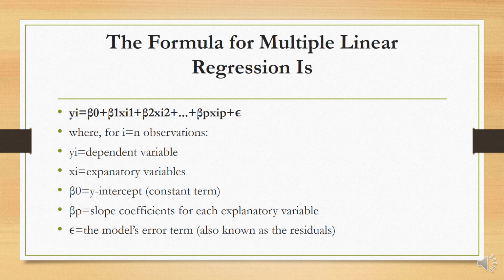The formula for the multiple linear regression is yi equals beta naught plus beta 1 xi1 plus beta 2 xi2 plus so on, plus beta p xip plus epsilon, where i equals 1 to the number of observations, yi is the dependent variable, xi are the independent variables or explanatory variables, beta naught is the y-intercept or constant, beta p is the slope coefficient for each explanatory variable, and lastly epsilon is the model error term, also known as the residuals.